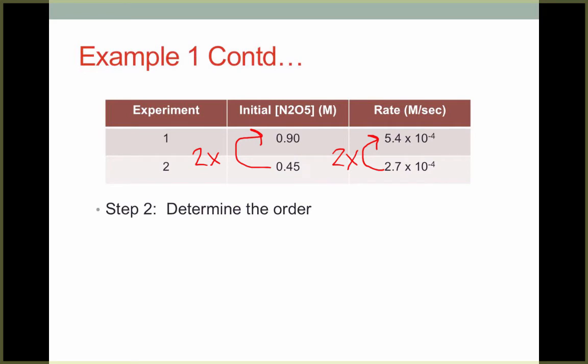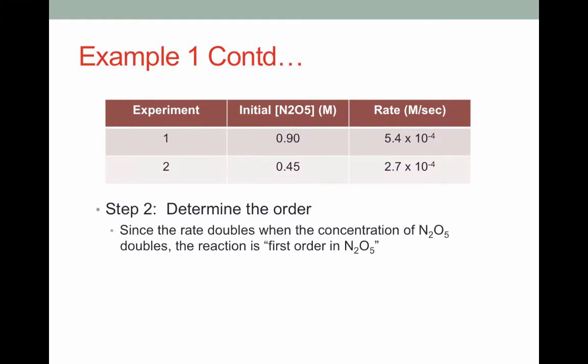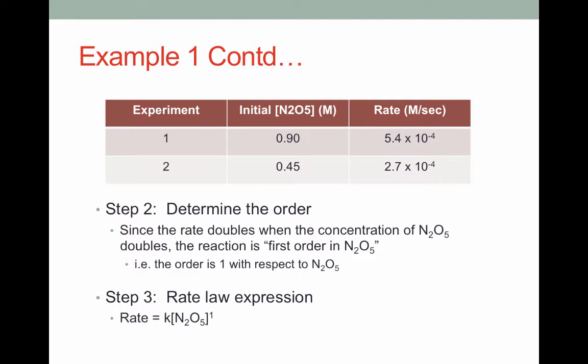Therefore, the concentration and the rate are directly proportional to one another. Since the rate doubles when the concentration of N2O5 doubles, the reaction is first order in N2O5. Therefore, we now know our order is 1 with respect to that reactant. So X is equal to 1. We can fill in that information to write our rate law expression.